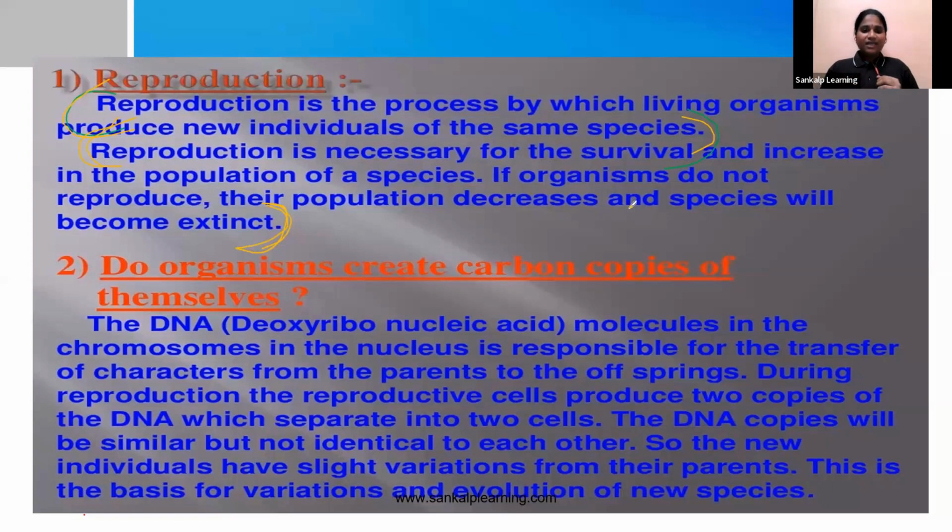As you can see here, the DNA, that is deoxyribonucleic acid molecules in the chromosomes in the nucleus, is responsible for the transfer of characters from the parents to the offspring. These chromosomes are considered hereditary vehicles, which transfer the characters from the parents to the children. Offspring refers to children here. During reproduction, the reproductive cells produce two copies of the DNA which separate into two cells. The DNA copies will be similar but not identical. So the new individual has slight variation from their parents. We will have slight differences from our parents. This is the basis of variation.